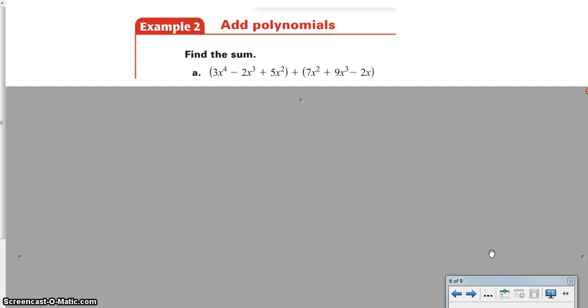Now, what's all this about polynomials? Let's talk about how to add polynomials. To find the sum of a polynomial, in this case, you have the quantity of 3x to the fourth minus 2x to the third plus 5x squared, and you're going to add that to the quantity of 7x squared plus 9x cubed minus 2x. Now, when I think of polynomials, I think of place value.